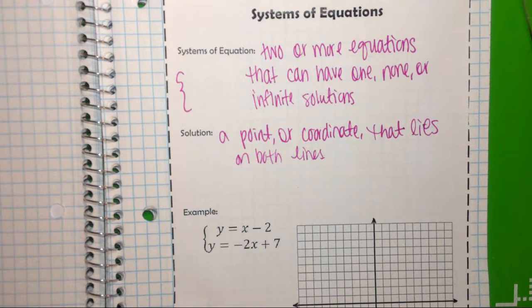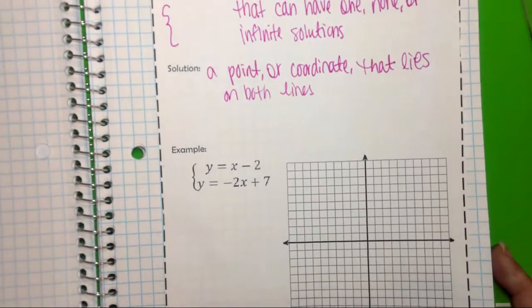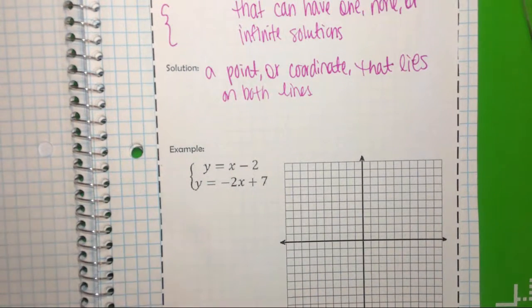Alright, so you can solve it three ways. You can solve it by graphing, which is what we're going to practice doing today. You can substitute or you can eliminate. Now, graphing is easiest when they're both in slope-intercept form. Are both of these in slope-intercept form? So we're going to graph both of those.